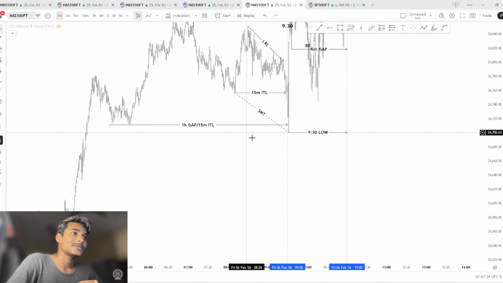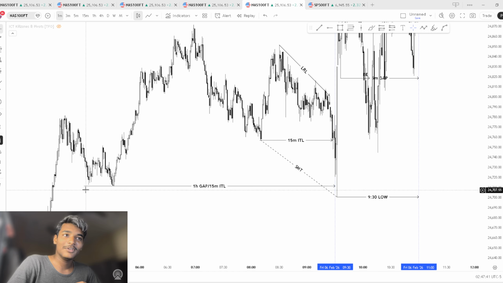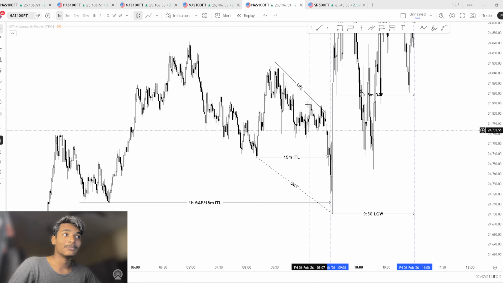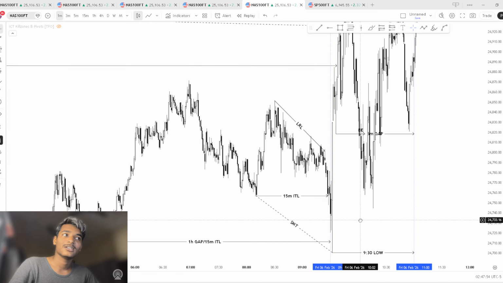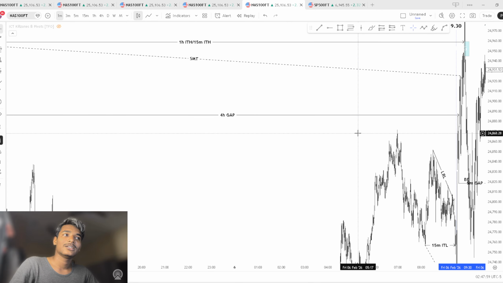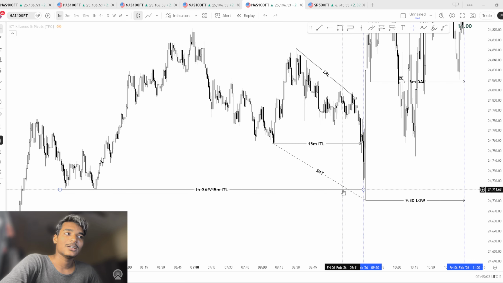So you can see that we have the 1 hour gap and 15-minute intermediate term low. We have relative equal lows here. So same example, if market sweeps this, then what is the objective for market? Buy side, not sell side. So buy side liquidity is extending throughout all the area, you can see. So if market sweeps this, then this is a safe spot for the market.